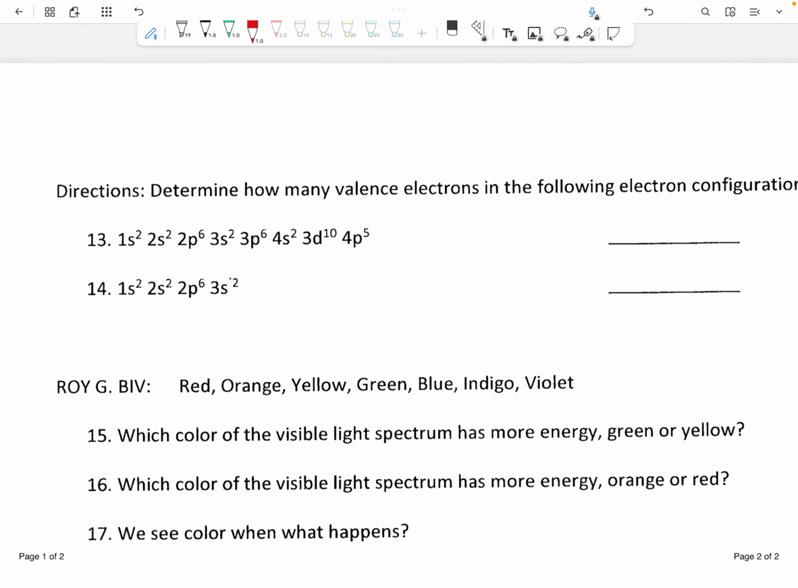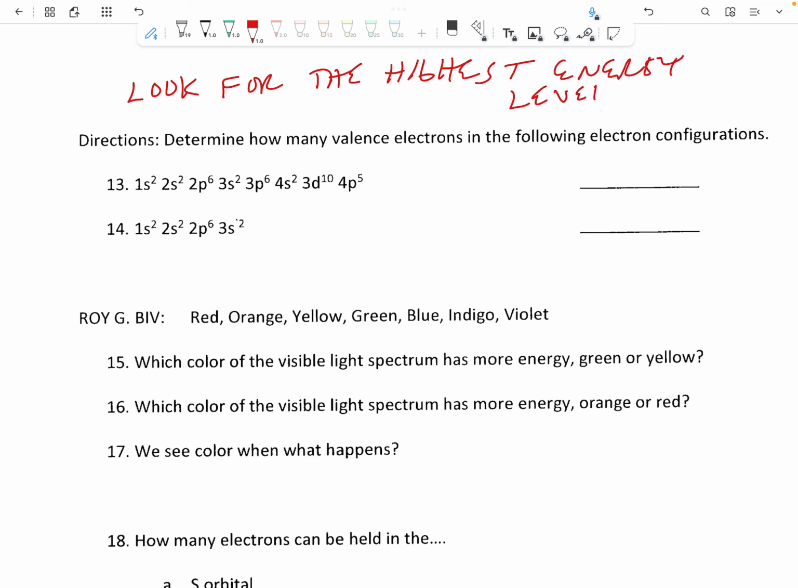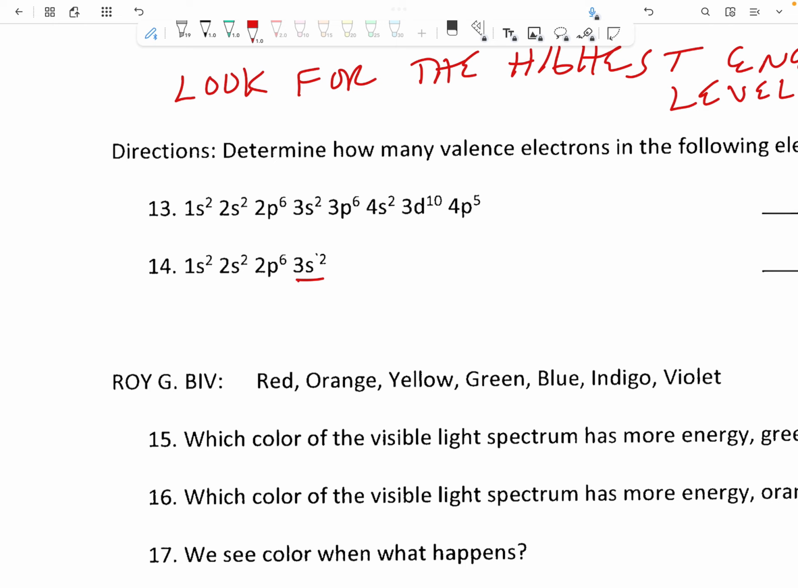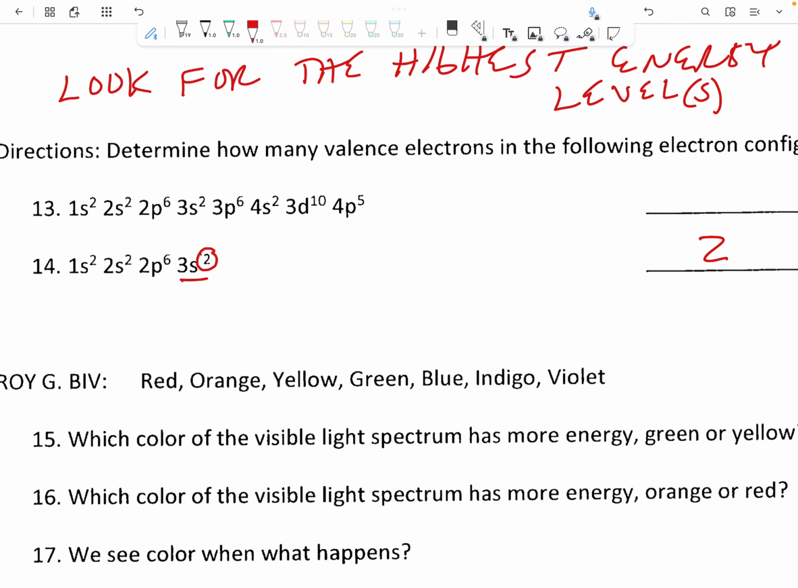All right. For the number of valence electrons, you need to look for the highest energy level. Or it could be levels, we don't know unless we look at the electron configuration. Let's start with 14. The highest energy level is 3s2. All you have to do is look at the exponent, and that will tell you how many valence electrons are present, and that would be 2.